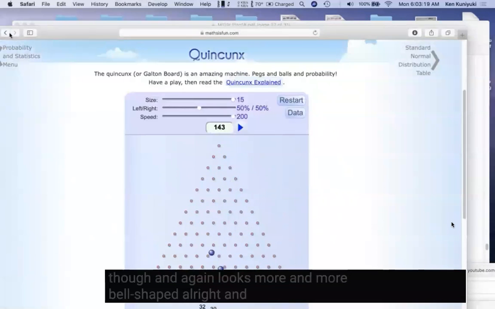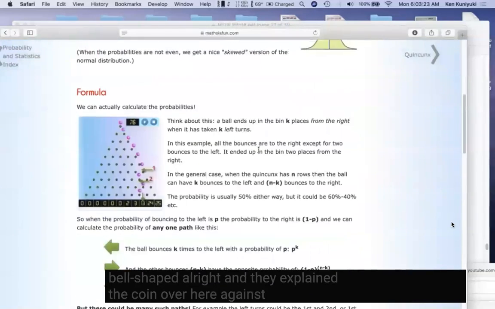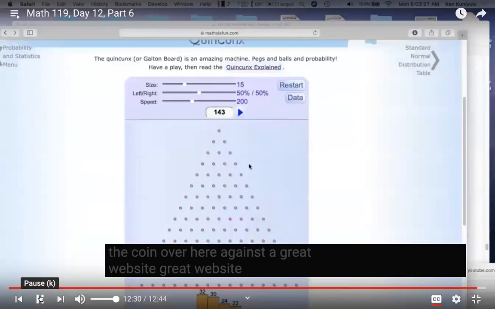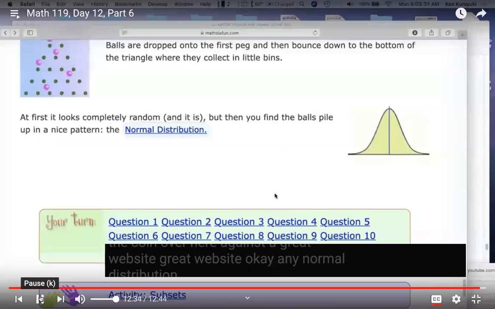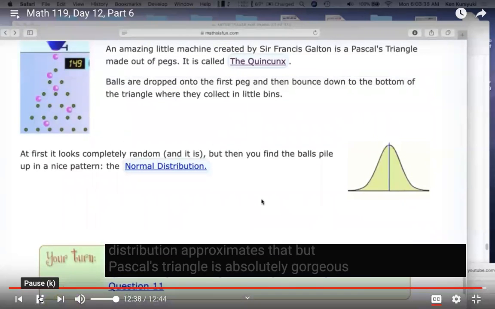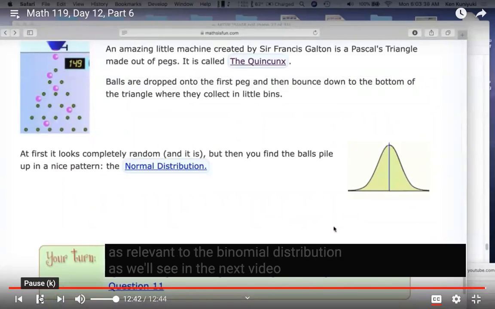All right. And they explain the quincunx over here. Again, it's a great website. Okay, and a normal distribution approximates that. But Pascal's triangle is absolutely gorgeous and is relevant to the binomial distribution, as we'll see in the next video. Okay, any questions? Again, this is the fun stuff, and it shows you why these things work. Because it's curious, right? Because these are very important distributions.